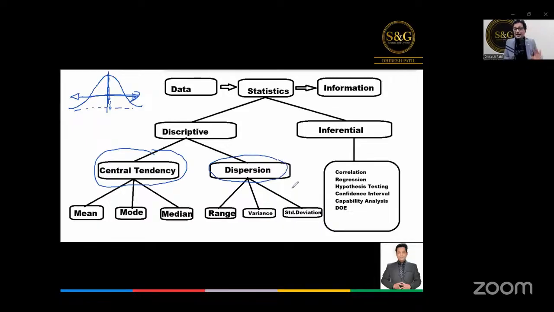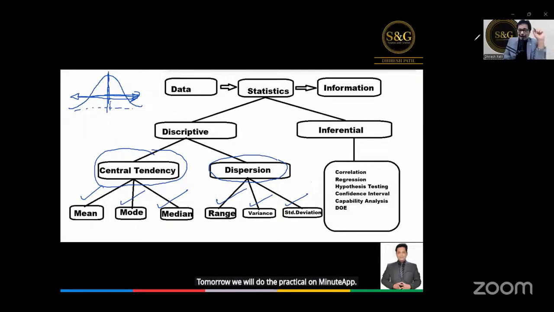For central tendency, we have mean, mode and median. For the spread or the dispersion, we have range, variance and standard deviation. These are the parameters we check. And we will quickly touch upon the theoretical part today. Tomorrow we will do the practical on Minitab.